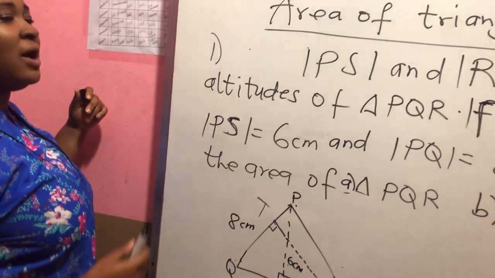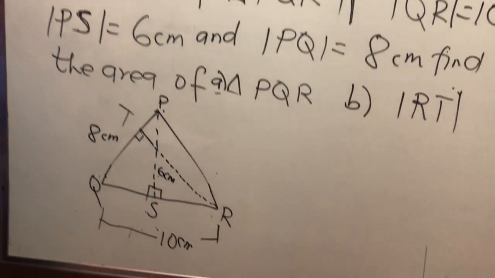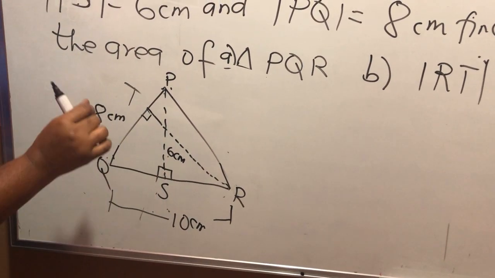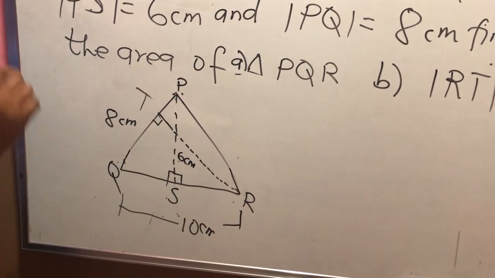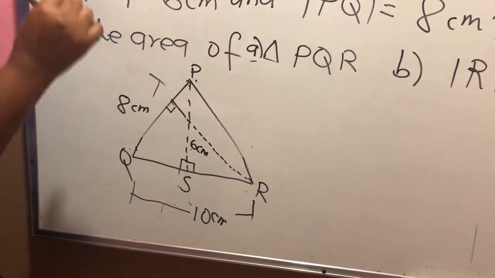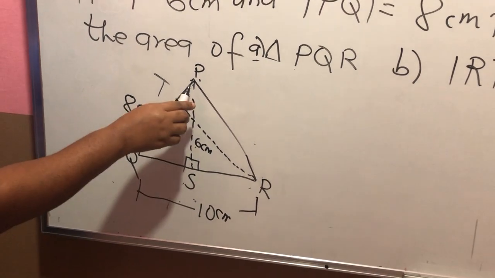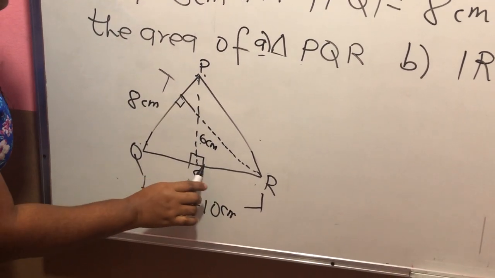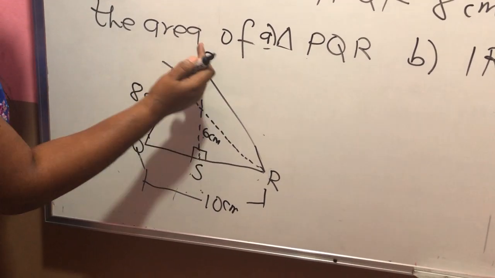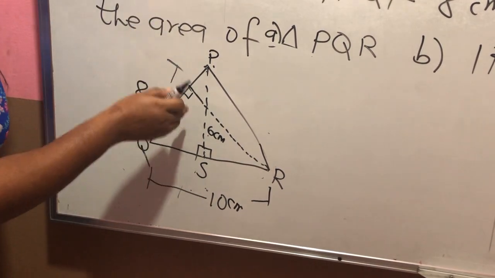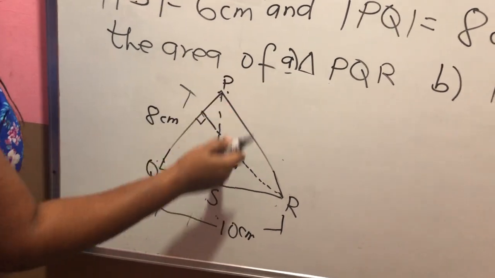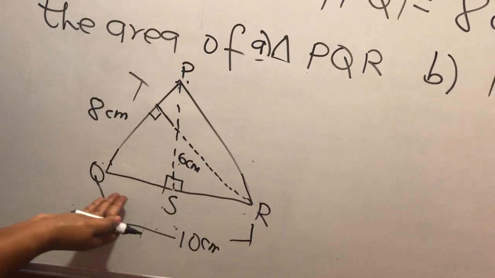But make sure that when you are picking the height, you are picking its corresponding base. So you can see that for this height PS, its corresponding base is what? QR. The corresponding base is where it is perpendicular to, or where it is forming a 90 degrees. So you can see that this height starts here, and it is forming a 90 degrees with this line here, the base here. The height here is not forming a 90 degrees with this base here. So you don't say that the height PS corresponding base is what? QR. It is not that way. So PS is the height, and its corresponding base is what?